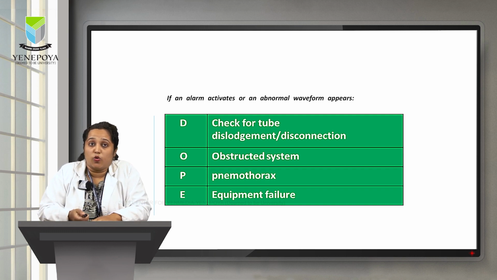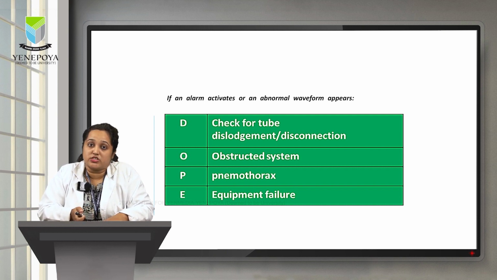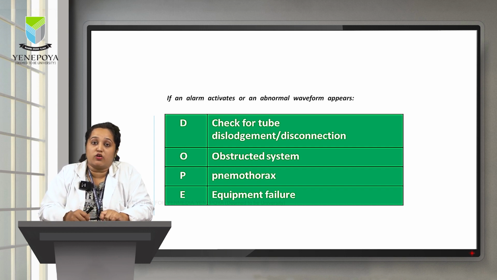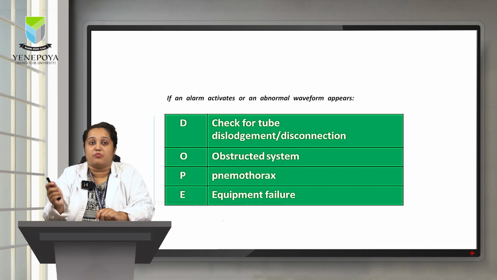Then there is O, that stands for obstructed system. Now obstruction can be from the ventilator also or from the patient. From the patient, if there is pooling of secretions, the artificial airway is going to get obstructed, which will need suctioning. And from the ventilator side, there could be kinking of the circuit, or maybe the circuit has come in between railings of the bed, which can again cause obstruction of the circuit, which needs to be relieved properly.